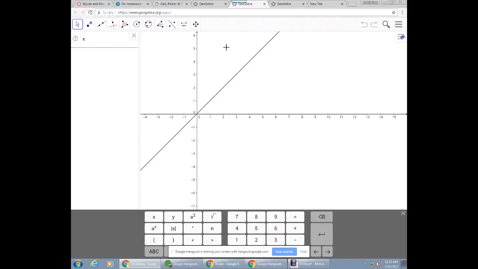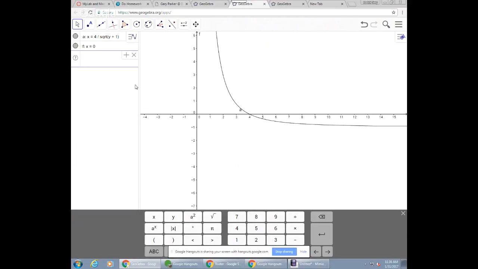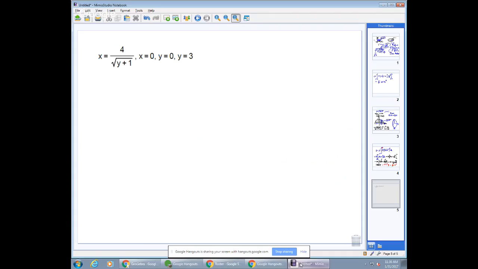All right. So I'm going to graph x equals, what was the one we got? 4 over the square root of y plus 1? Okay, so there's a graph of it there. I just want to analyze that a little bit on paper, but that's what it's going to look like. We were also asked to look at the lines x equals 0, which is the y-axis, y equals 0, which is the x-axis, and what was the other one? y equals 1? y equals 3.